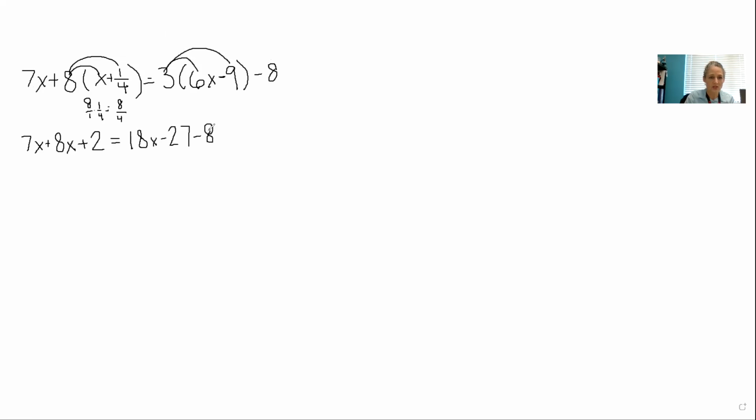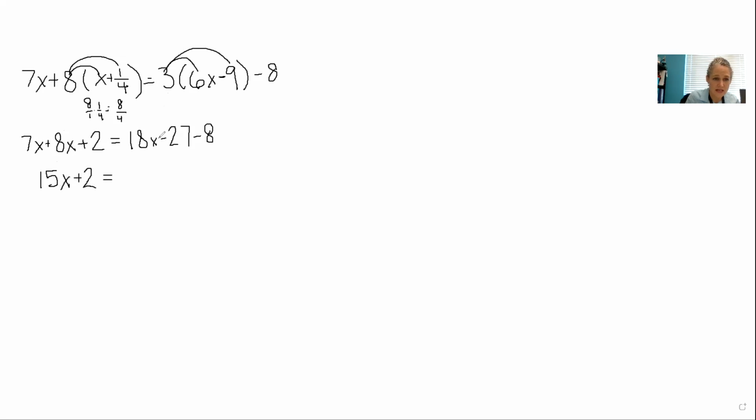Okay. So now I need to combine like terms on both sides of the equal sign. Let's see, what do I have over here? I have a 7x, I have an 8x, and I have a 2. So I've got to combine these like terms. I have 7x plus 8x. They can totally combine and be 15x. The 2 doesn't look like it has any friends to combine with, so it's just going to stay 2. Poor sweet little 2. It doesn't have any friends yet, but we'll get it some friends.